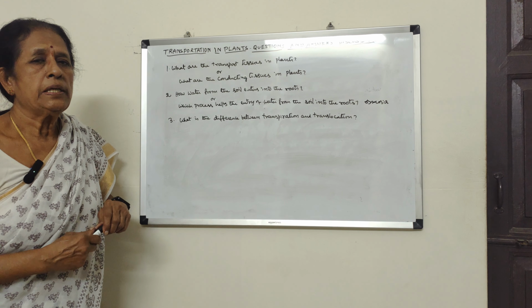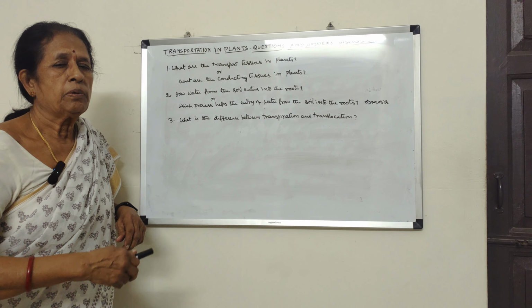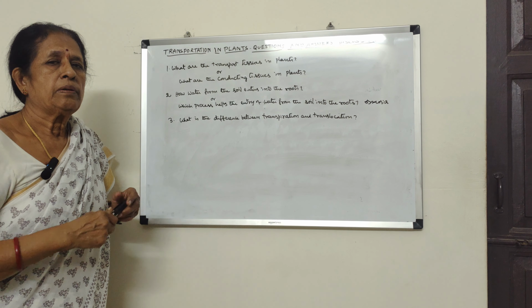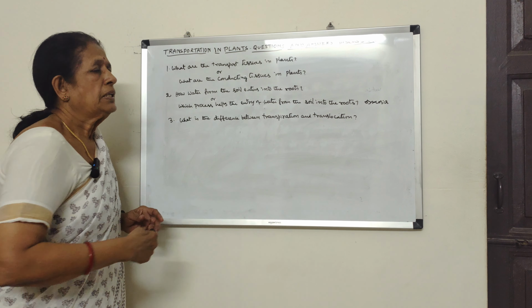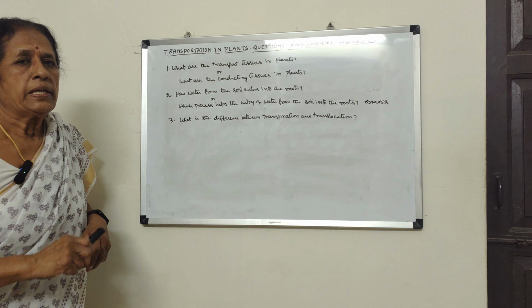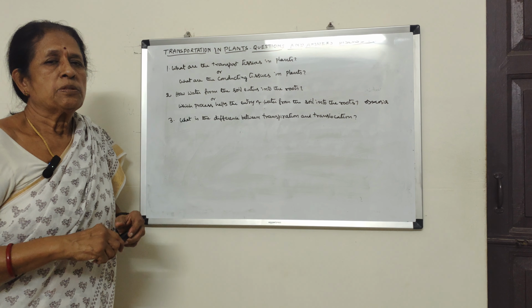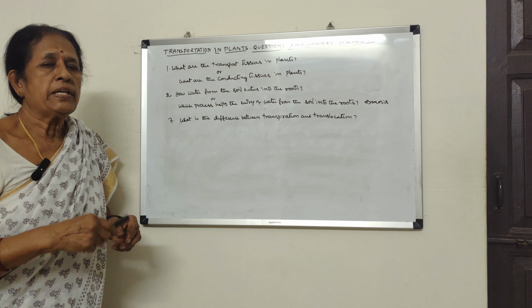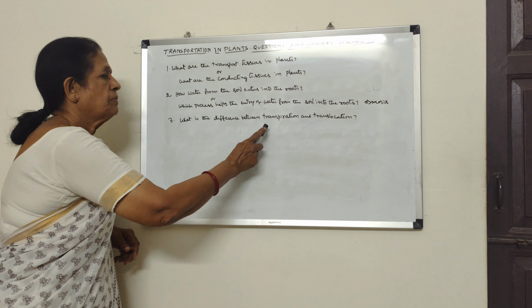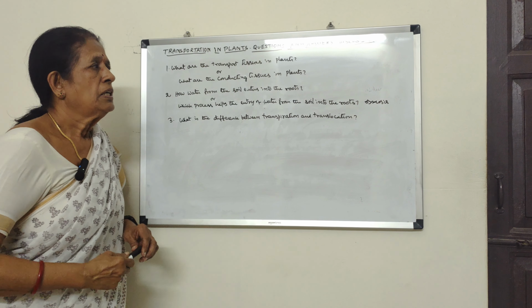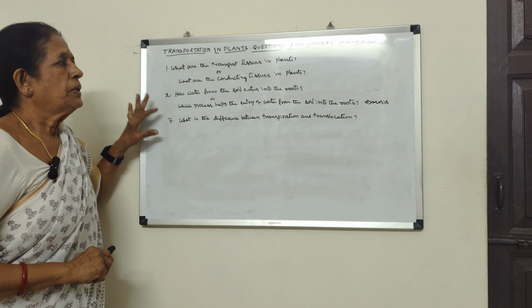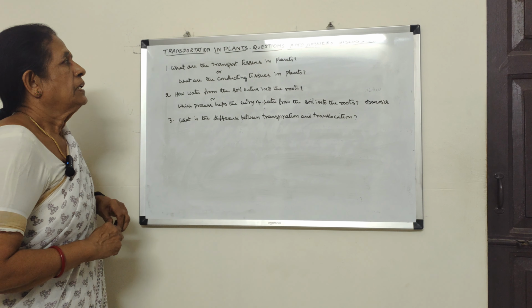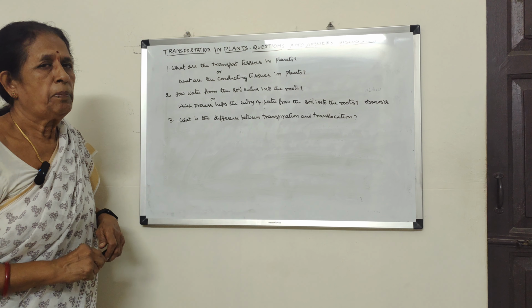Transpiration is only unidirectional, that means from the lower part of the plant to the leaves, and from the leaves it escapes through the stomata. But translocation is bidirectional, that means the transport of food material takes place upwards and also downwards, to various parts of the plant. That is the difference between transpiration and translocation. So these are the important questions and answers that may be asked in the transport system of plants.